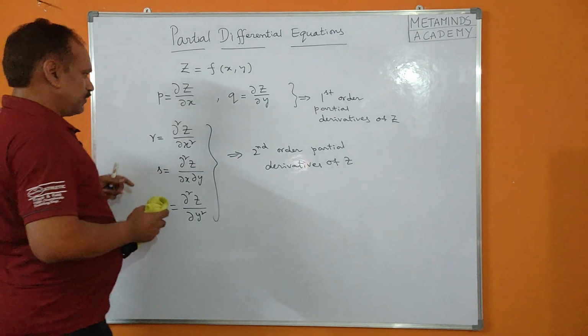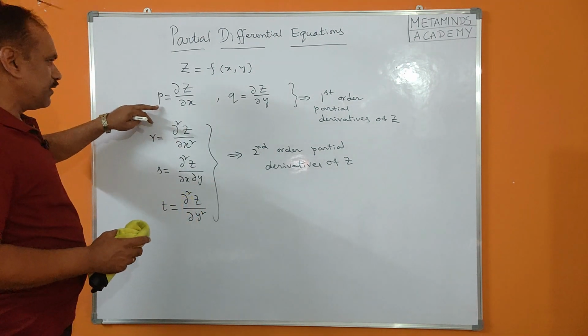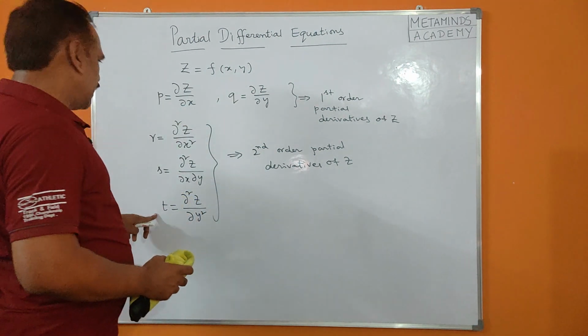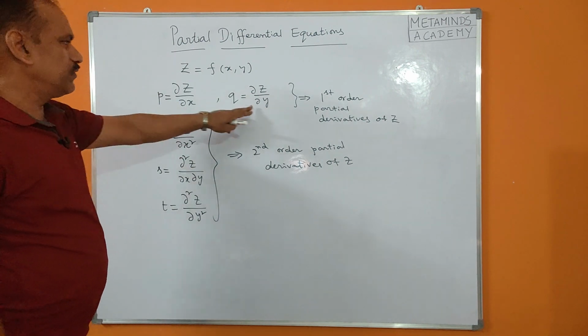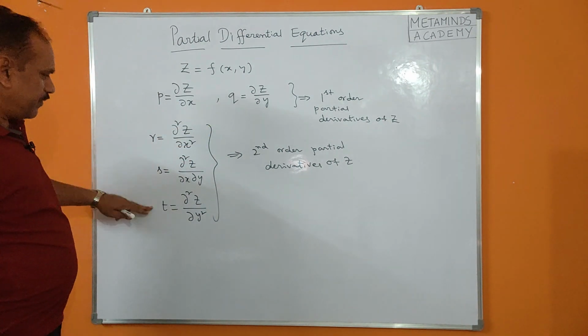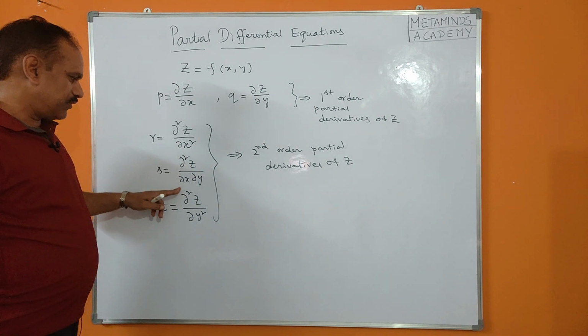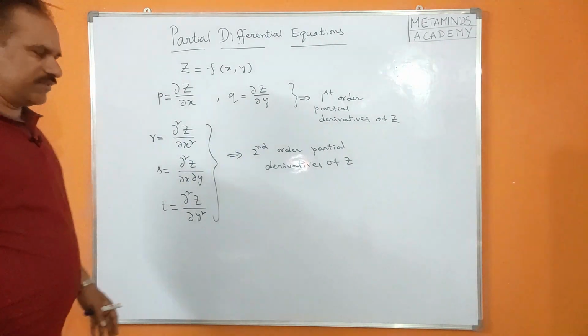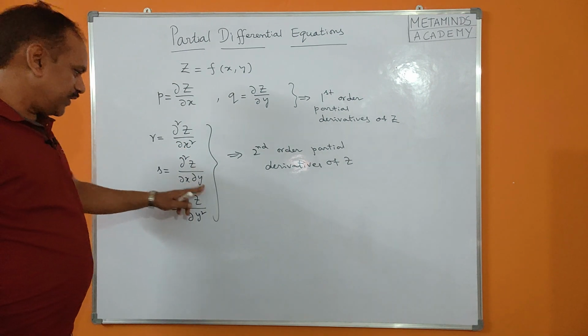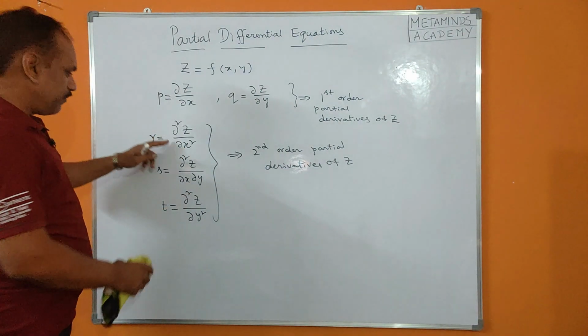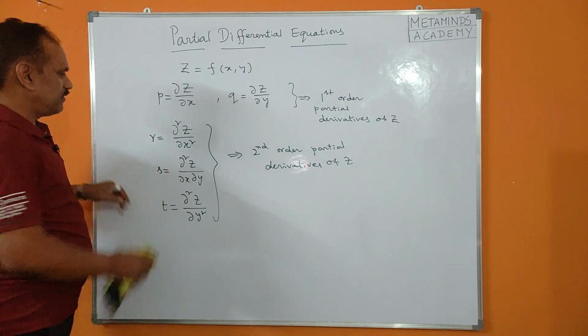Now here you have to remember p, q, r, s, t. p and q are always meant for dou z by dou x and dou z by dou y. r, s, t are meant for second order derivatives: dou square z by dou x square, dou square z by dou x dou y, dou square z by dou y square. In the same order you have to remember r, s, t.